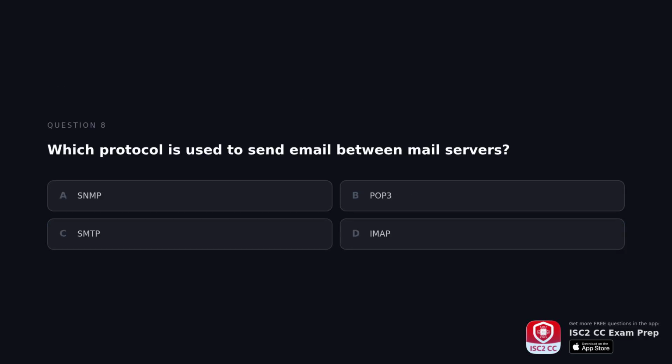Which protocol is used to send email between mail servers? A. SNMP, B. POP3, C. SMTP, D. IMAP.